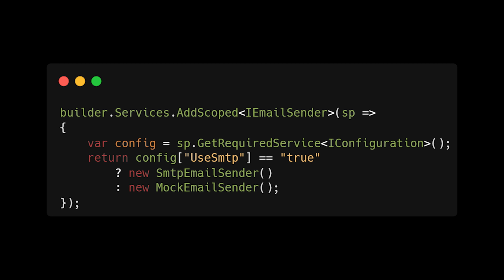Custom factories and conditions. Sometimes you need more control. Maybe your dependency changes depending on configuration or context. You can register a factory instead of a type, like this: builder.Services.AddScoped<IEmailSender>(sp => { var config = sp.GetRequiredService<IConfiguration>(); and the rest of the code. This gives you total control over how the instance is created, still managed by the DI, but customized to your own app's needs.